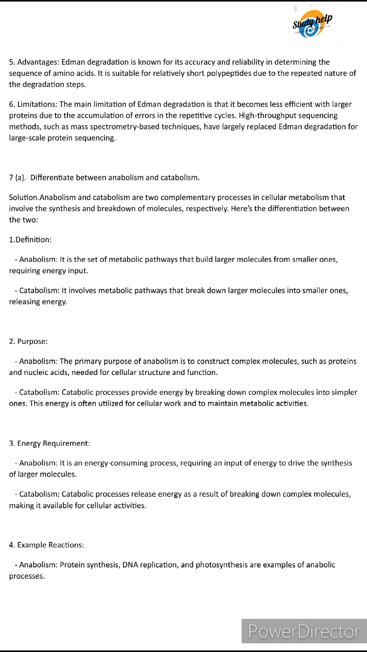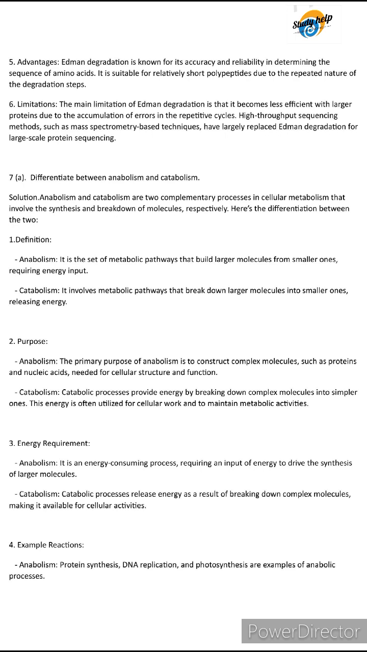1. Definition. Anabolism. It is the set of metabolic pathways that build larger molecules from smaller ones, requiring energy input. Catabolism. It involves metabolic pathways that break down larger molecules into smaller ones, releasing energy. 2. Purpose. Anabolism. The primary purpose of anabolism is to construct complex molecules, such as proteins and nucleic acids, needed for cellular structure and function.